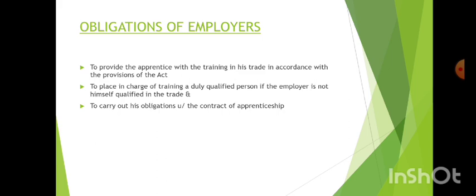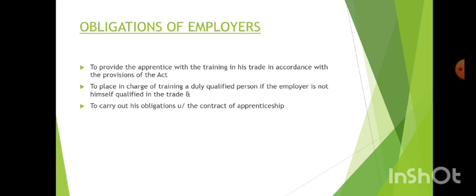If the person under whom the apprentice has come is not a qualified person, he has to make arrangements to train the apprentice by a qualified person. And finally, to carry out his obligations under the contract of apprenticeship. So there are different kinds of obligations under the contract of apprenticeship for an employer. First one is providing training. Employers are required to provide suitable training facilities.